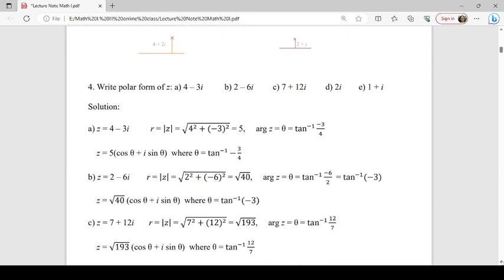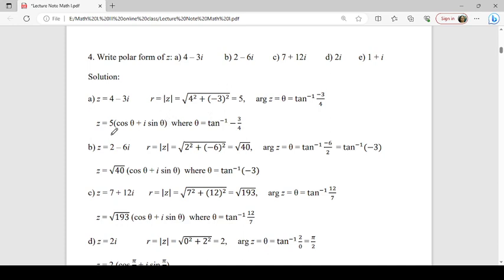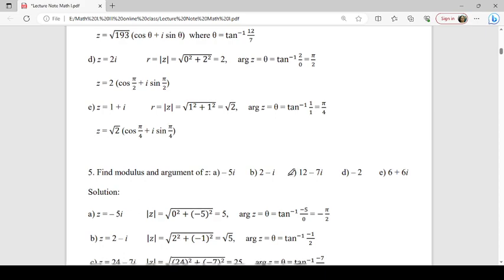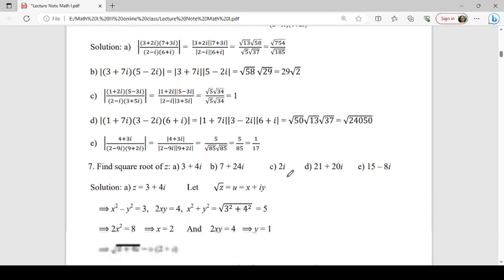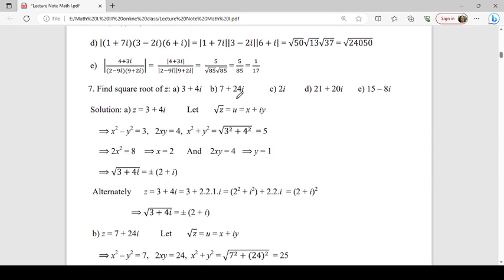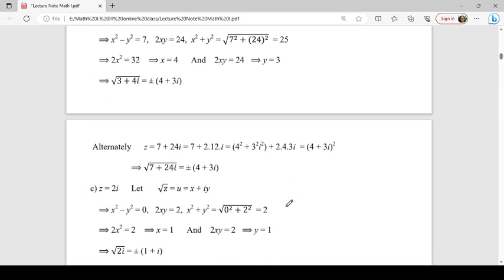In polar form is this. So you need to find mod z, then arg z, so r is mod z, and z is r into cos theta plus i sin theta. So this is the way of finding this. Then modulus is this, and then argument we need to find this. Then square root is the way of this. So we have to solve. So if we assume root over z is equal to x plus iy, then x square minus y square, we write the equation, then solve it, and we have the value. This is square root.